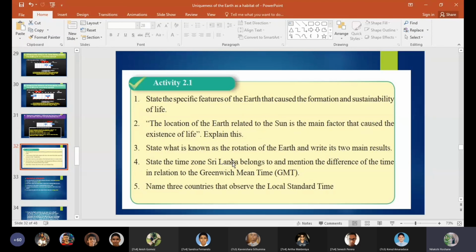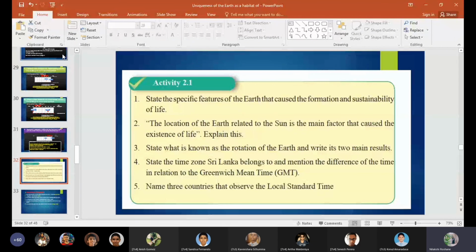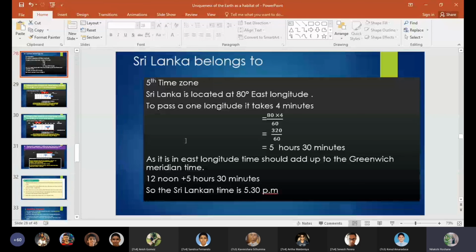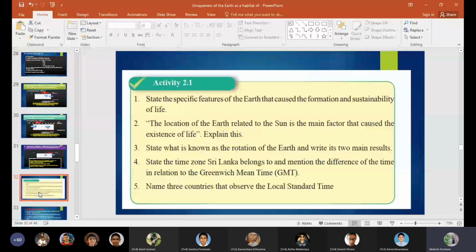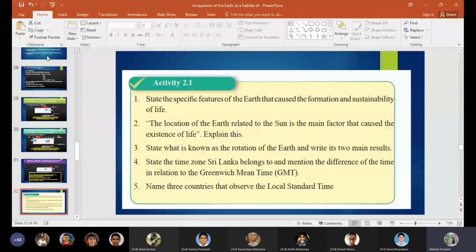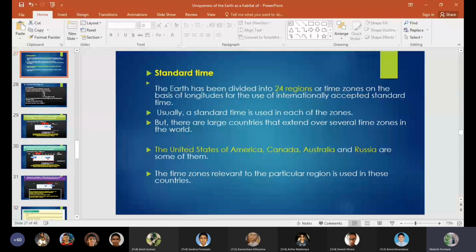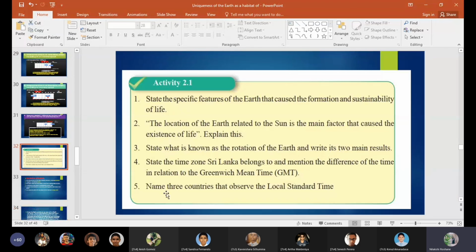So you get the answer for this in this slide. Earlier we discussed Sri Lanka belongs to the 5th time zone, so you know the answer. Name 3 countries that observe the local standard time. For that, earlier we discussed the standard time, so you will get the answer for this question from this slide. All the things in your activity 2.1 we discussed in the class.